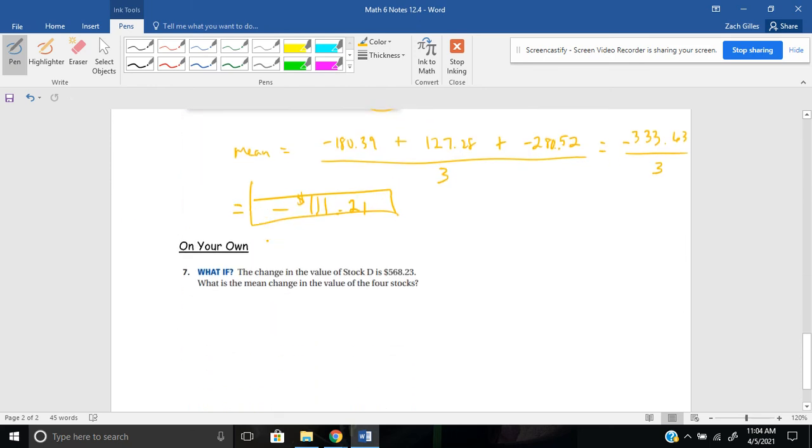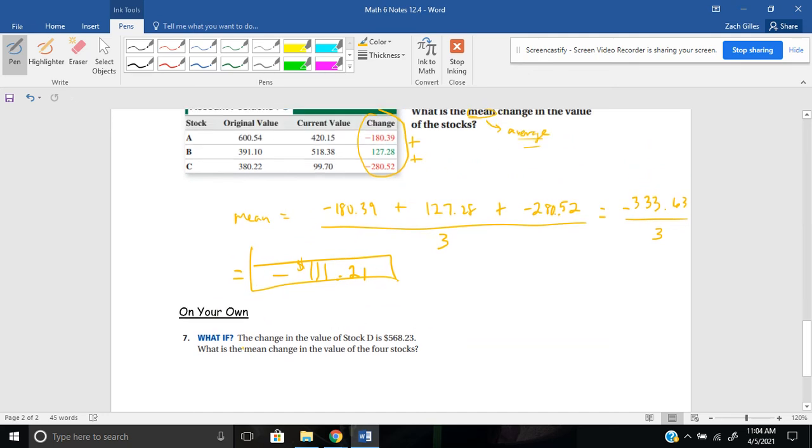All right. Go ahead and pause here to try number 7. Okay. Number 7 said the change in the value of stock D is $568.23. So it brings it up quite a bit. Then what's the mean change in the value of the 4 stocks? So you're adding this in for number 7. Once you add this to your data and divide by 4, then your mean change would now be positive. It'd be $58.65.